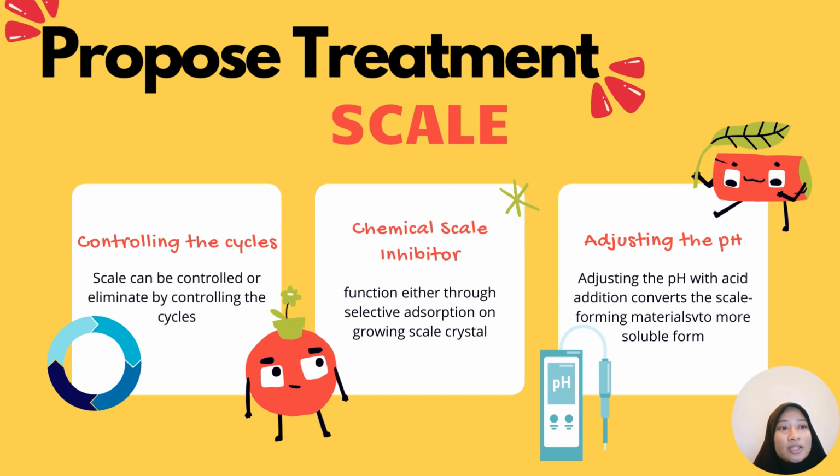The cycles are best controlled by installing a high-quality system for automatic blowdown based on the cooling water conductivity or metered makeup. Next is chemical scale inhibitor, which functions either through selective absorption on growing scale crystals, in which the crystal structure is converted into a type that does not form a hard scale, or through chemical reactions with the scale-forming ions, in which the ions are converted into non-scale forming materials.